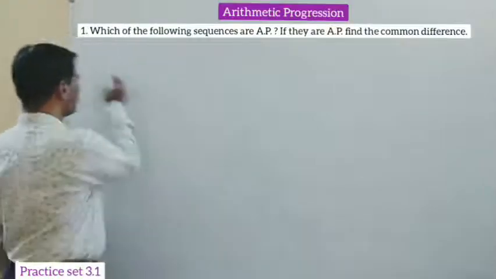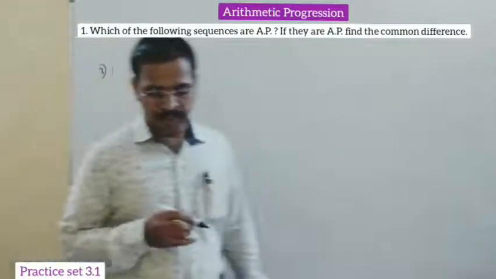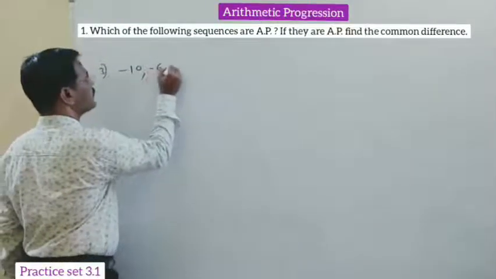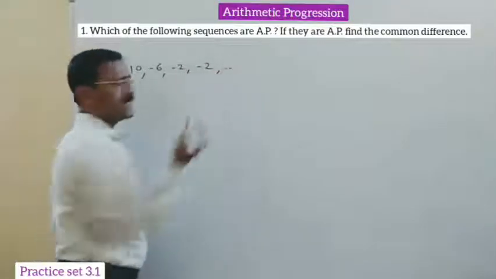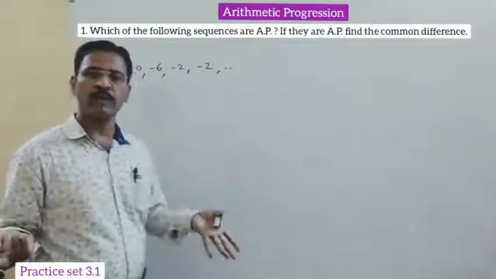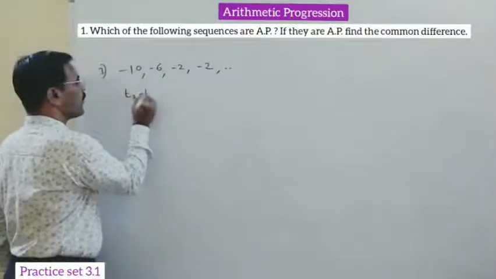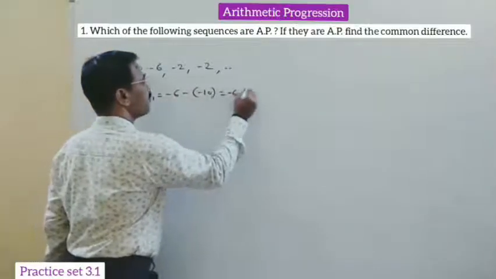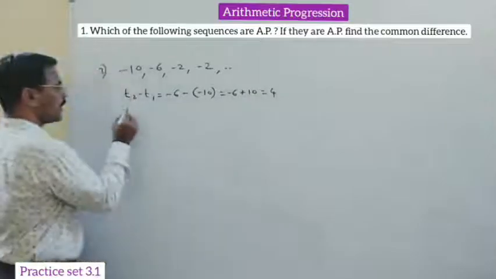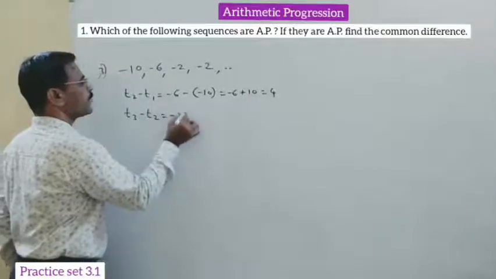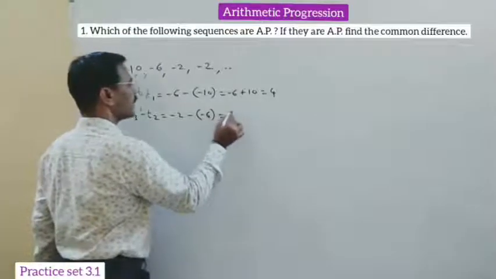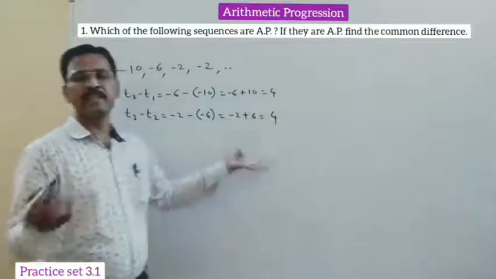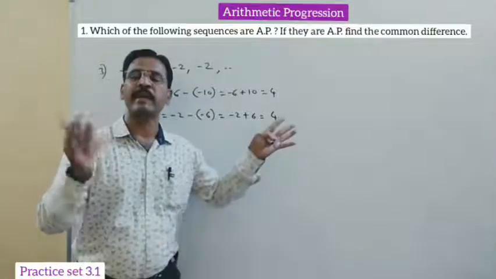Now the third sum. That one is also very simple. It is minus 10, minus 6, minus 2, minus 2. See here, minus 10, minus 6, minus 2, minus 2. Let's see whether it is AP or not. Our usual procedure. That is T2 minus T1, which is minus 6 minus minus 10. So minus 6 plus 10, and it is plus 4. Now T3 minus T2, minus 2 minus minus 6, which is minus 2 plus 6, again 4. Again we might say it is an arithmetic progression.